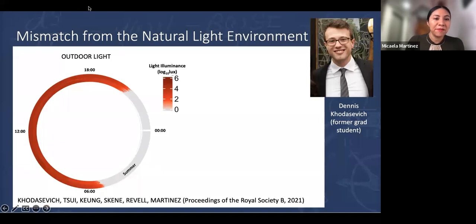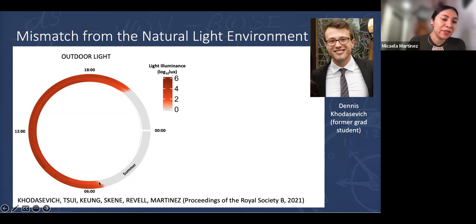So on the left here, I'm going to show you the outdoor light. And here we have outdoor light in the summer. So this ring is showing 24 hours. And the red areas are showing that there was detectable light intensity, and the darker red is showing a high lux, so high light intensity. And then the gray areas is essentially when there was less than 10 lux of light. And so this is very dim light that our sensors couldn't detect.